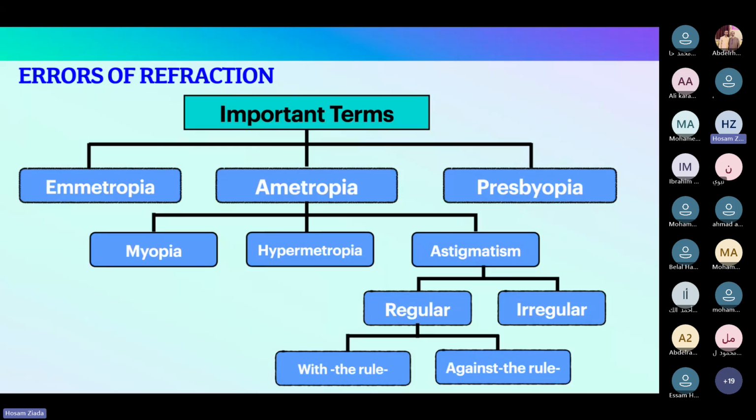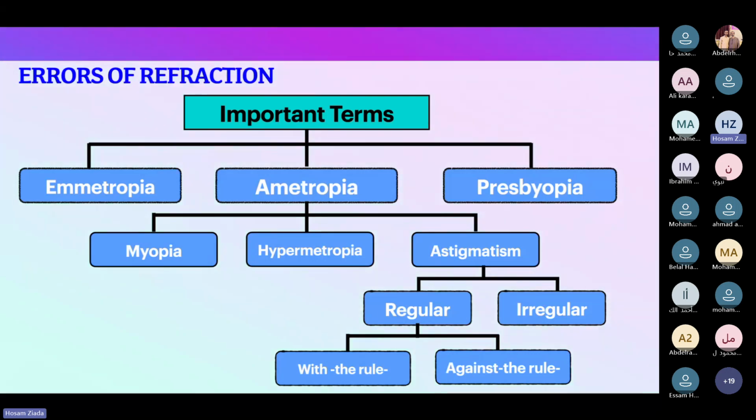Ametropia means that the patient cannot see the objects properly and clearly at the normal distances. So there is an error of refraction. And finally, presbyopia. Presbyopia means inability of the person to see near objects, especially after the age of 40, due to the loss or weakening of the accommodative power of the eye. It's a physiological process and age related. This is called presbyopia.